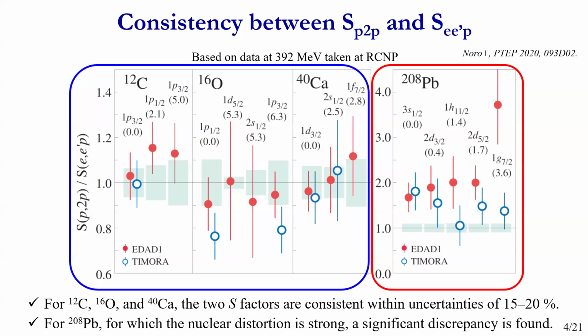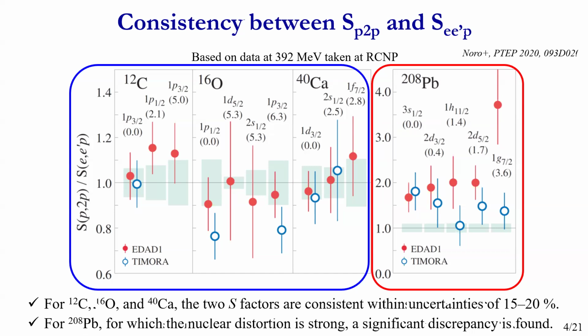Okay, please. What are the light blue bars? The light blue bars correspond to the uncertainty of the (e,e'p) spectroscopic factor. Sorry, I should have mentioned that. Thank you. So the error bars on the red are only coming from the (p,2p) data.